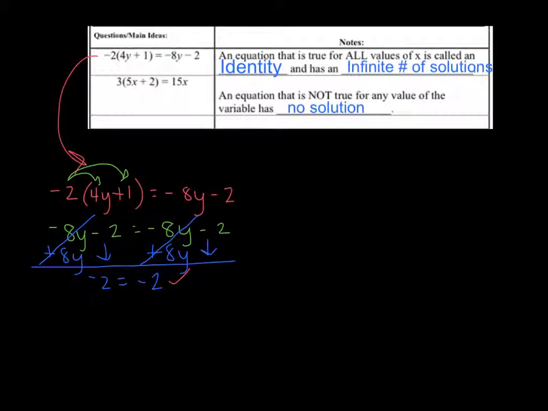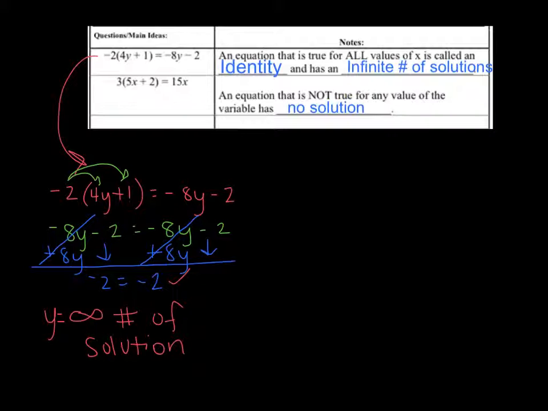You need to tell me that y has an infinite number of solutions. You actually have to interpret the answer. So if you have an identity, then you know that y is equal to an infinite number of solutions. Okay? So that's what an identity looks like.